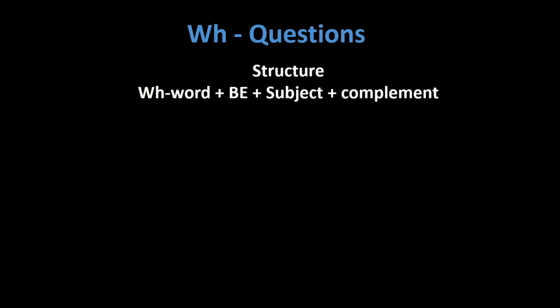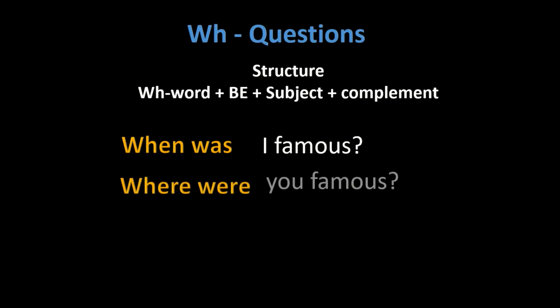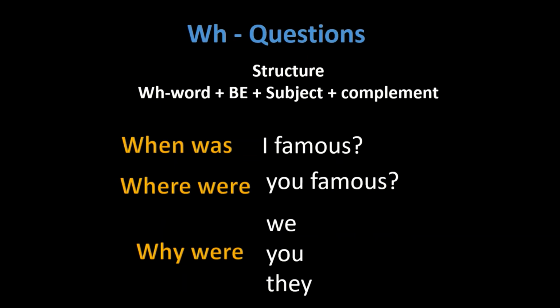WH questions. The structure for WH questions is WH word plus be plus subject plus complement. Example: when was I famous? Where were you famous? Why were you? Why were they? Why were we famous?